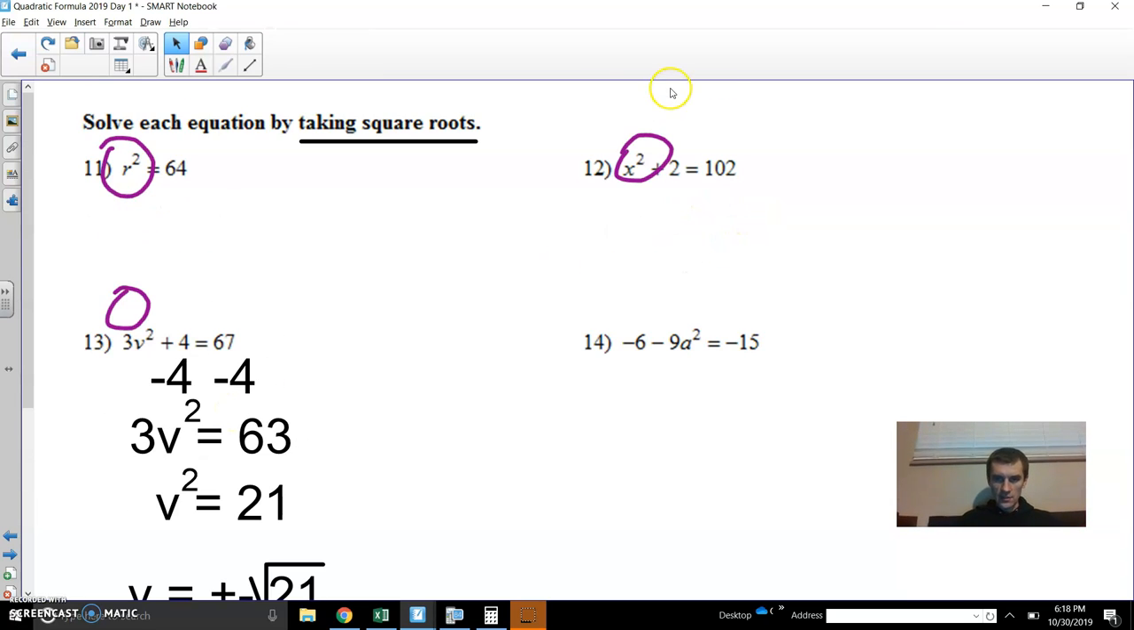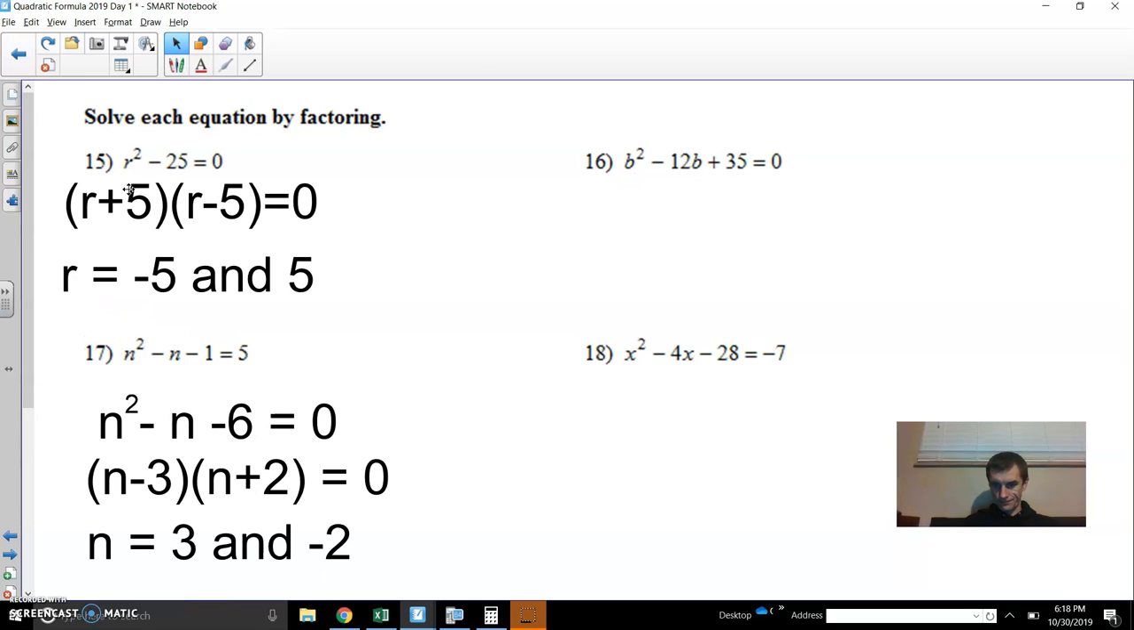Once you try these other ones, and they're all very similar, they should only take you a few seconds to isolate the variable using square rooting.